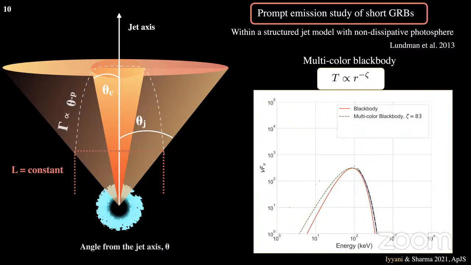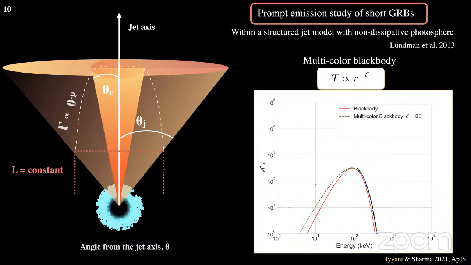So the jet structure is what I'll explain here, what you see on your left side. We have a core region which is marked by theta C, and then the jet opening angle is theta J. It is within theta J that you have the energy of the jet that is injected. And the Lorentz factor profile of this jet is such that it remains constant within the core of the jet, and beyond the core it decreases as a power law, such that gamma is proportional to theta to the power minus p.